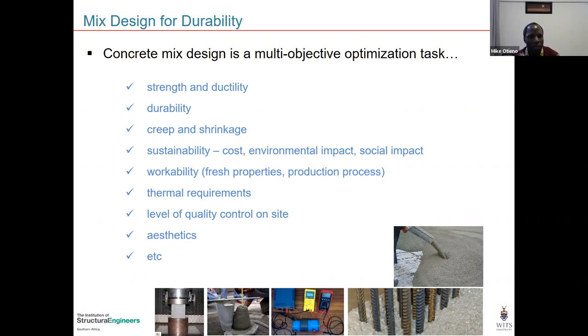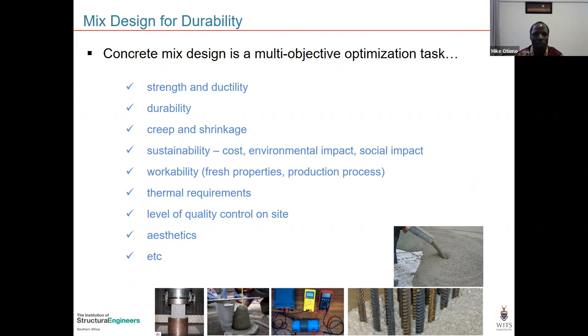We really need to think about the level of quality control on site, and this should also inform our mix design. We also have aesthetic aspects to think about. So all these aspects need to be really optimized. And most of the time, we will need to make some compromises in terms of, for example, cost and or aesthetics and so forth. These compromises might not always be good for everyone, especially clients or architects. But from an engineering point of view, we really need to decide on what compromises we can make.